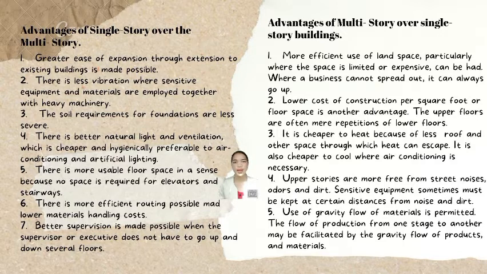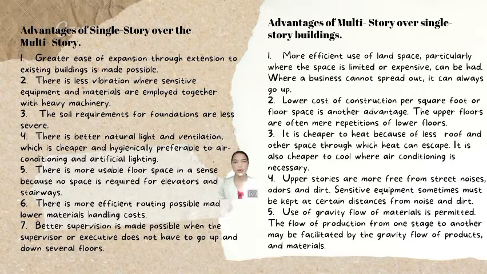The third one is it is cheaper to heat because of less roof and other space through which heat can escape. It is also cheaper to cool where air conditioning is necessary. The fourth one is upper stories are more free from street noises, odors, and dirt. Sensitive equipment sometimes must be kept at certain distances from noise and dirt. And the last one, use of gravity flow of materials is permitted.